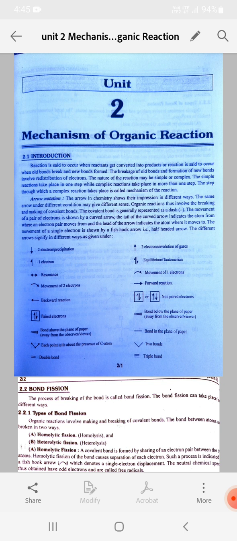Arrow notations. The arrow in chemistry shows the impression in different ways. The same arrow under different conditions may give a different sense. Organic reactions thus involve the breaking and making of covalent bonds. The covalent bond is generally represented by a dash. The movement of a pair of electrons is shown by a curved arrow. The tail of the curved arrow indicates the atom from where an electron pair moves, and the head of the arrow indicates the atom where it moves to. The movement of a single electron is shown by a fish-hook arrow, a half-headed arrow. The different arrows are given as under.